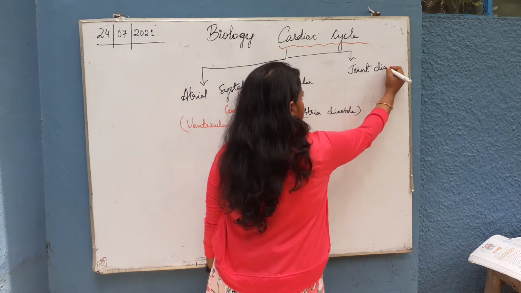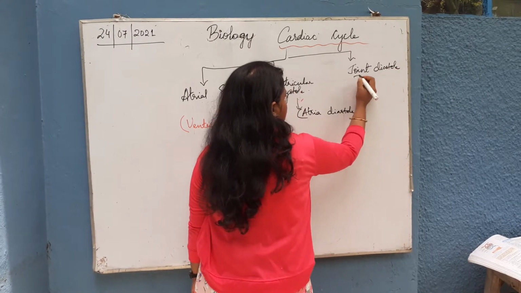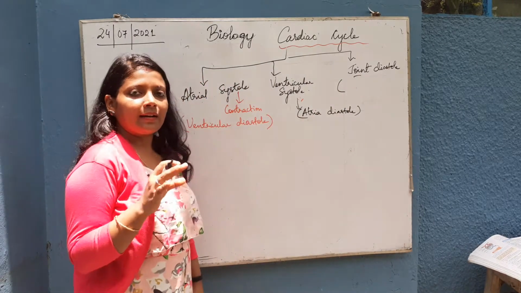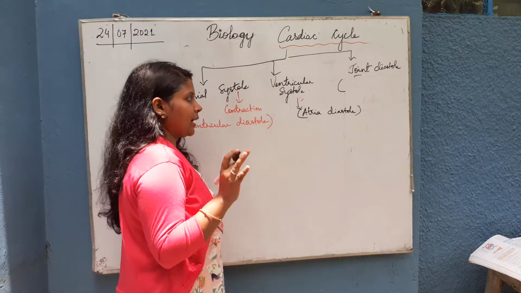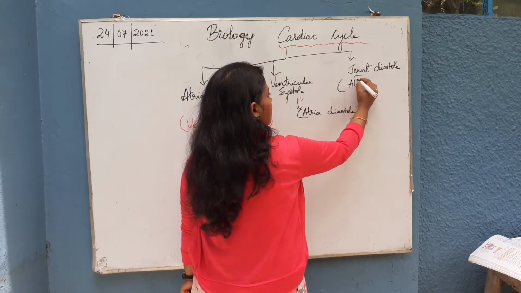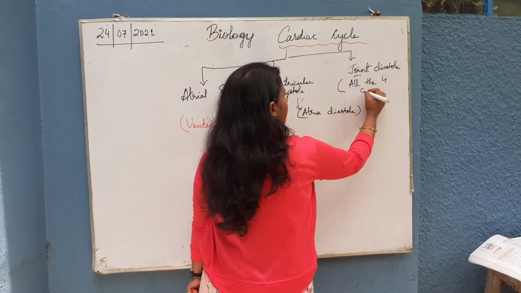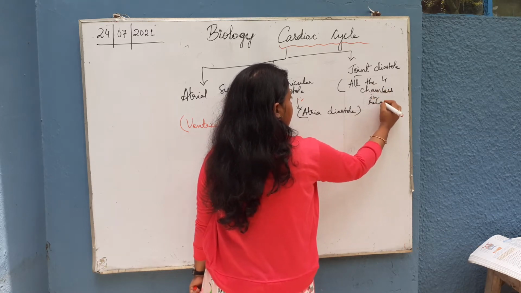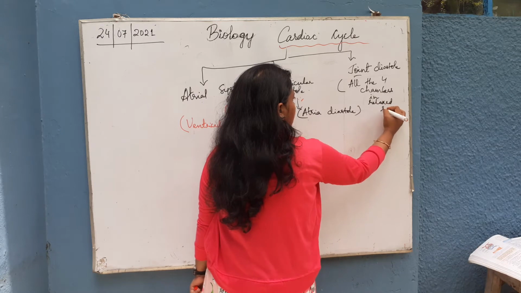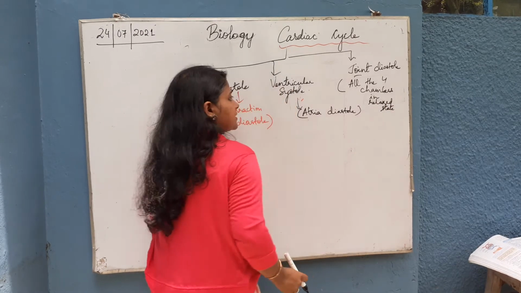Joint diastole means all the atria and ventricles, all the four chambers, will be in a relaxed state. Okay.